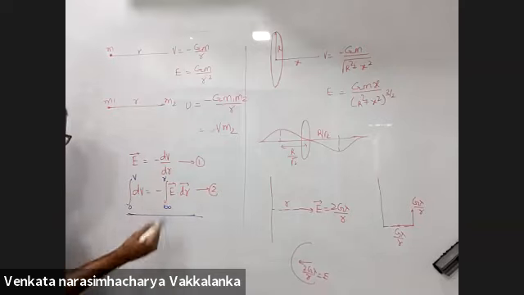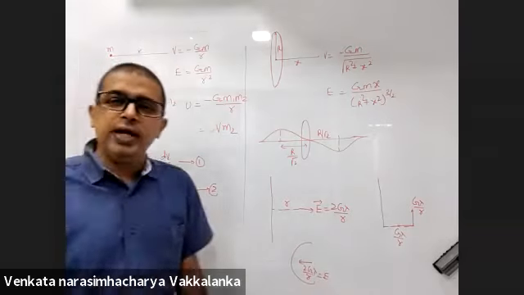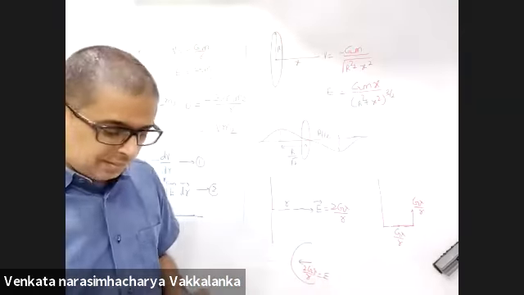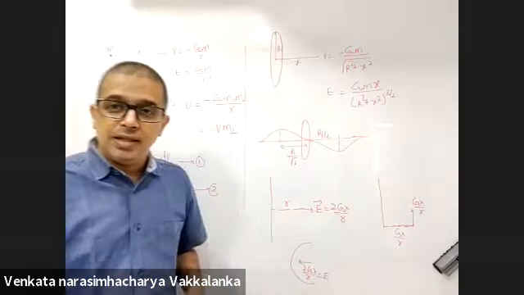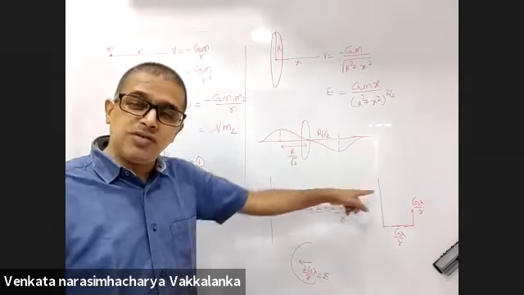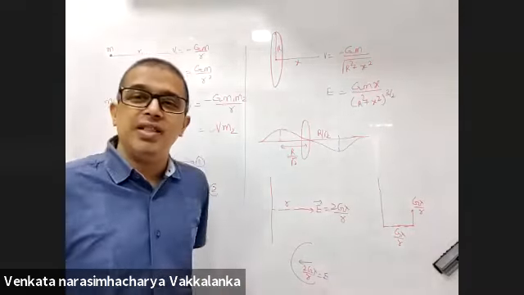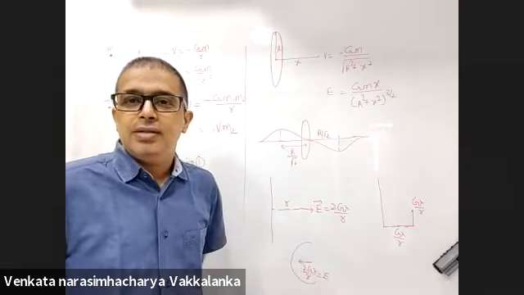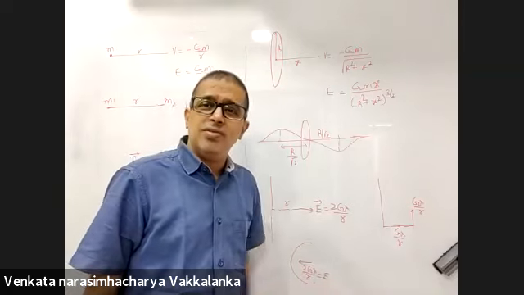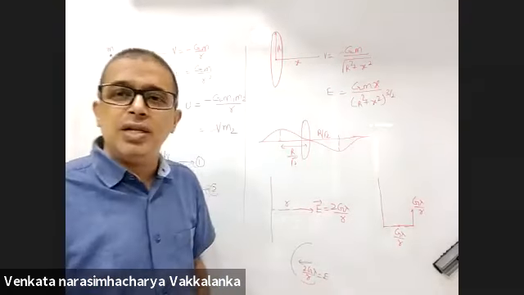So at infinity, how do you define this point infinity? The point where the potential is 0, ideally. This is the reason why for an infinite long wire, semi-infinite wire, you didn't define the potential.